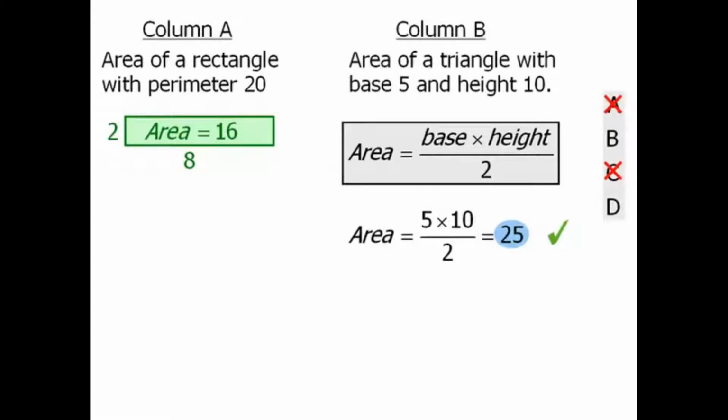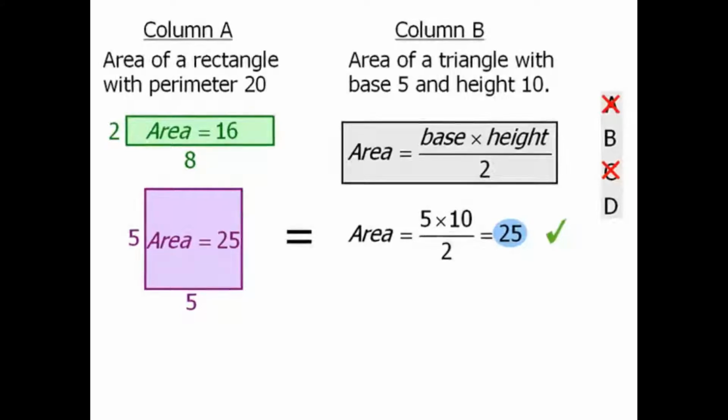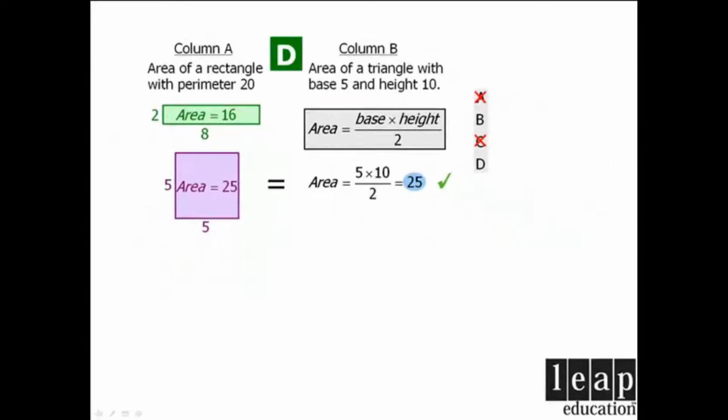Now let's find another rectangle with perimeter 20. Here's one such rectangle. Now notice that this shape is a square, but that's okay, because squares are types of rectangles. So this rectangle has perimeter 20, and it also has area 25. So using this rectangle, column A is equal to column B, which means our final answer then must be D.